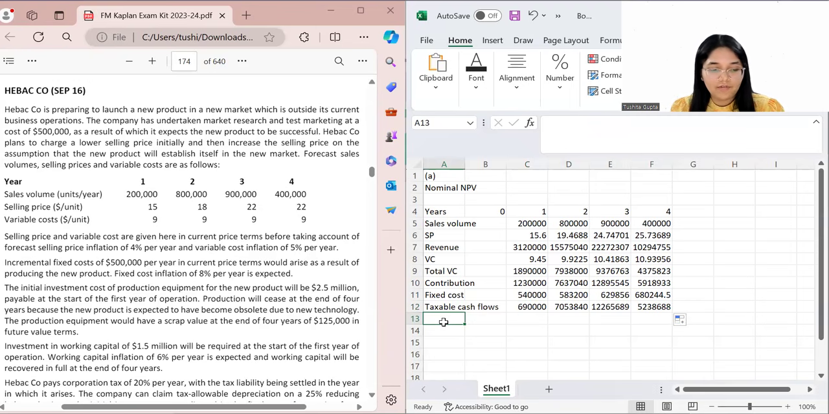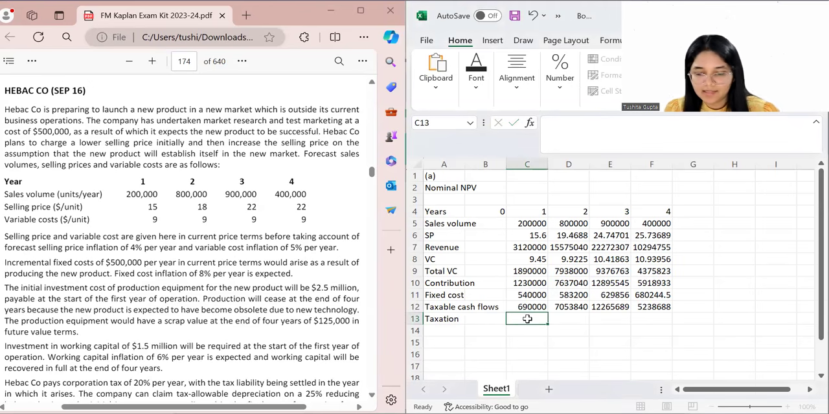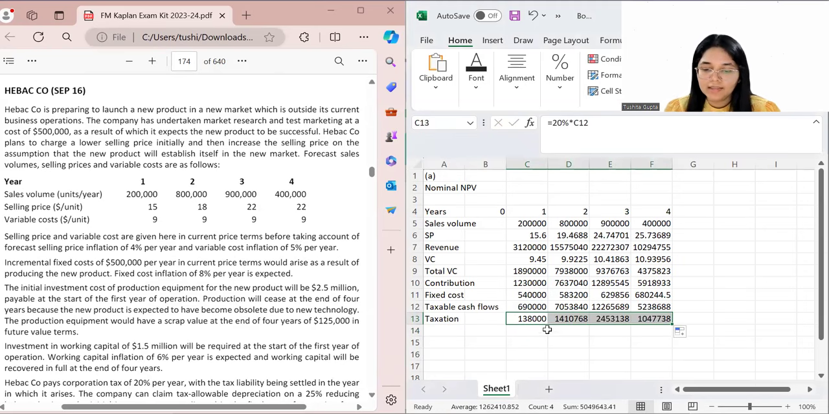Now, the next thing that we do over here is take our taxation into consideration. Now, the rate of taxation which is given to us is 20% per year, and we are paying the taxes in the same year also. So I can simply say equals to 20% of the above value, because these are my taxable cash flows. I'm going to pay 20% tax on these figures.